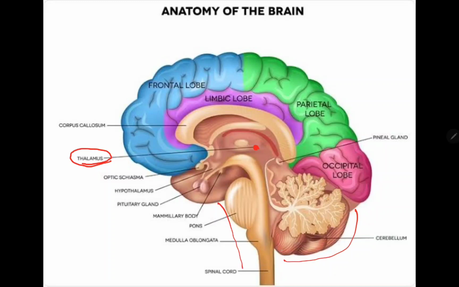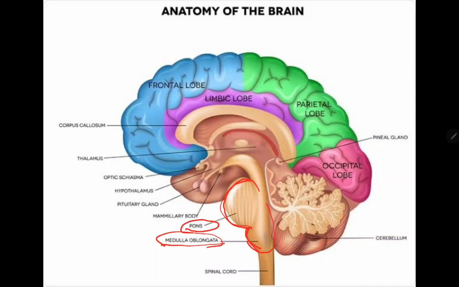Then the last but not the least, that is your brainstem. This brainstem is at the bottom of the brain. It connects the brain to the spinal cord. This brainstem includes pons varolii. This is the structure of pons varolii, and medulla oblongata. This is medulla oblongata. Pons varolii and medulla oblongata together are called the brainstem.